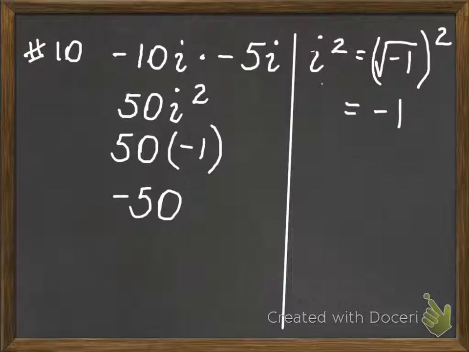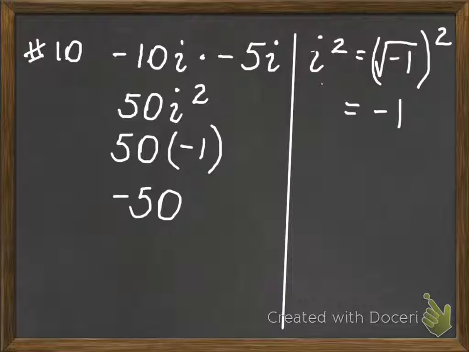Number 10. Minus 10i times minus 5i. Multiplying the numbers together, we have minus 10 times minus 5. That's 50. And i times i is i squared.